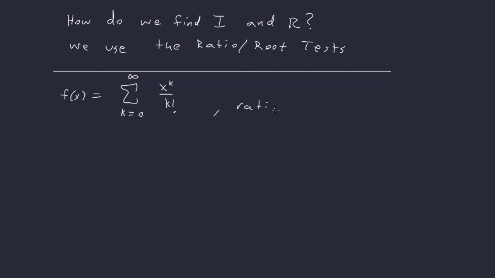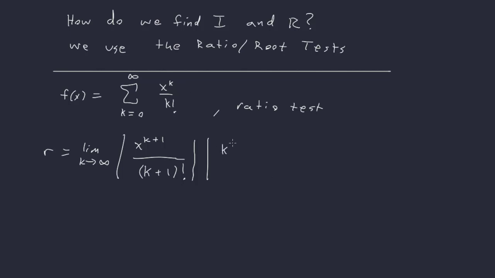So the ratio test, remember we look at r, and that's going to be the limit as k goes to infinity of the absolute value of, remember, it's the k plus 1 term. So I have x to the k plus 1 all over k plus 1 factorial. Then times the reciprocal. So we're going to flip the kth term over. So it'll be k factorial over x to the k.